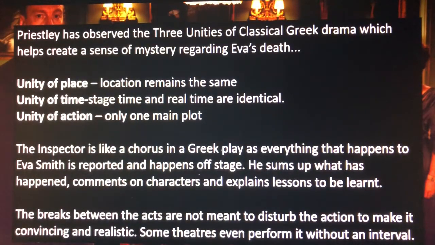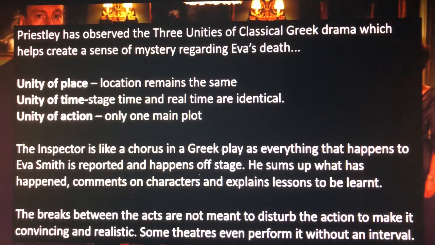Priestley has observed the three unities of classical Greek drama, which help create a sense of mystery regarding Eva's death. This involves the unity of place, the location in the play remains the same. The unity of time, stage time and real time are in fact identical. Unity of action, as the play only has one main plot.